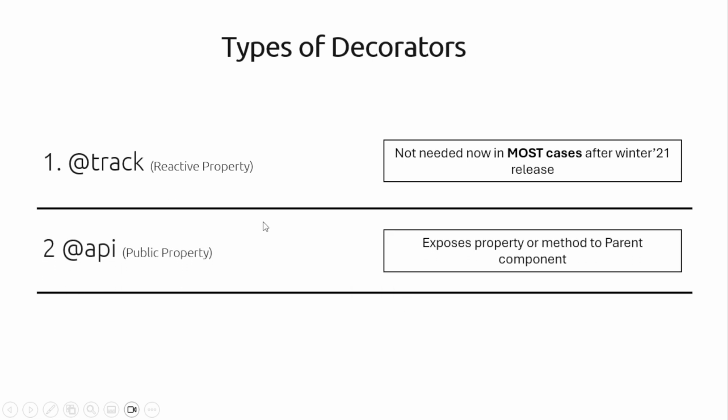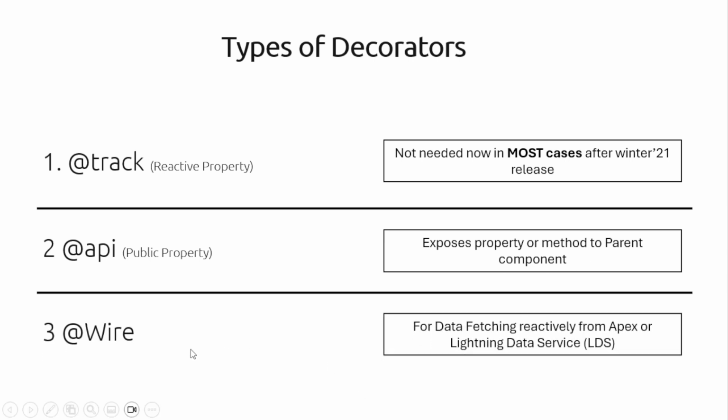The second one is the API property. The API decorator is a public property and it exposes a property or method to the parent component. We'll see an example of this one as well. The third one is the @wire decorator or wire service. This is used for reactively fetching data from Apex or LDS. So we are going to see examples of all these decorators in a much more detailed way.